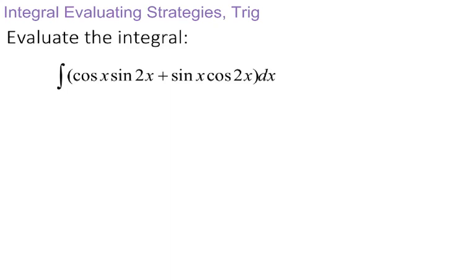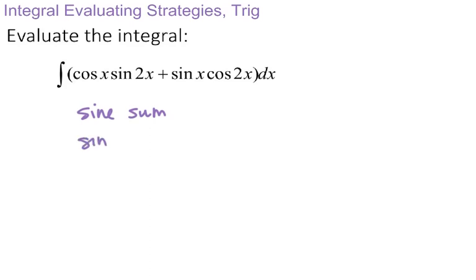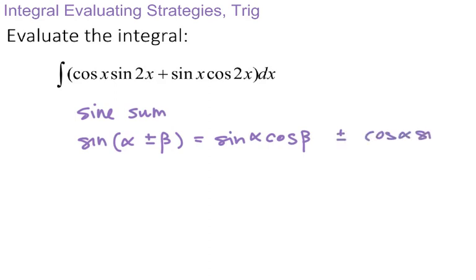Now, one thing we need to make sure we remember when we look at problems with trig in them is we want to consider our identities. And one such identity should jump out at us. This is a sine sum identity. One way that we write this is sine of alpha plus or minus beta, you should recall this from your trig class, equals sine alpha cosine beta plus or minus cosine alpha sine beta.